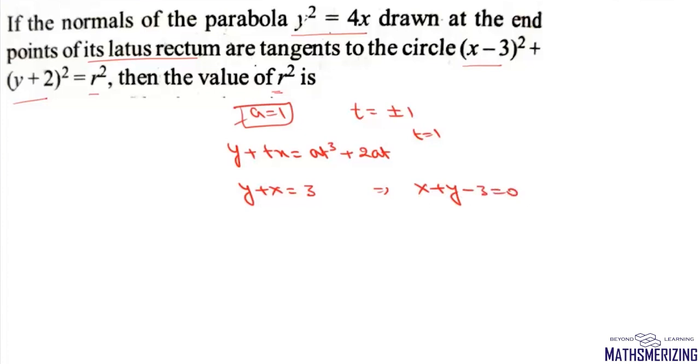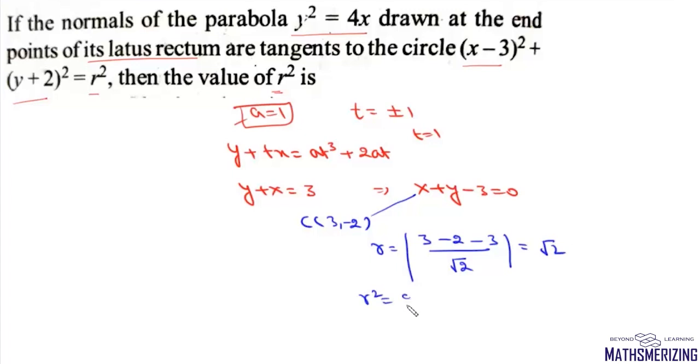Now it says this normal is tangent to this circle. So for this circle, center is at (3, minus 2). And if this line is tangent to this circle, then perpendicular distance from center must be equal to its radius. So that means we can write r equals |3 minus 2 minus 3| upon root 2. So it will be simply root 2. So value of r square will be 2. So answer to this question is 2.